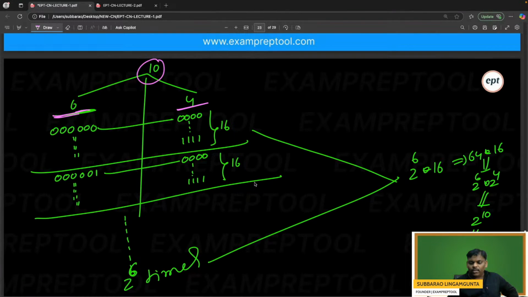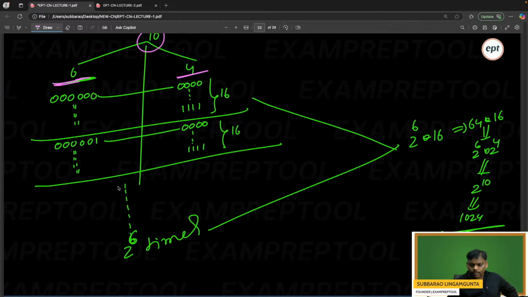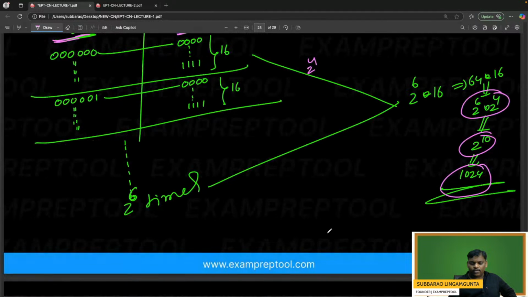Totally, how many possibilities are there? The left side is 2 power 6 possibilities, the right side is 2 power 4 possibilities, so totally 2 power 6 into 2 power 4, which is 2 power 10 possibilities. If you do it directly, also 2 power 10. I felt everyone is comfortable.